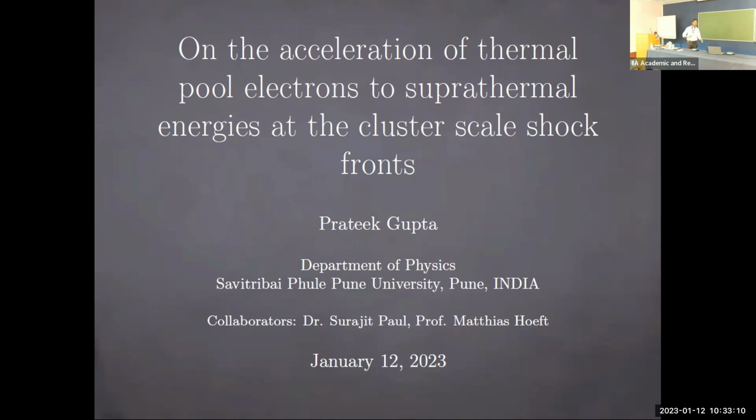So this work is based on particle acceleration. Basically, the electrons are accelerated from the thermal pool to suprathermal or very high energy at the cluster shock fronts. Before jumping to the methodology, I will give a brief description of why we are actually interested in this task.